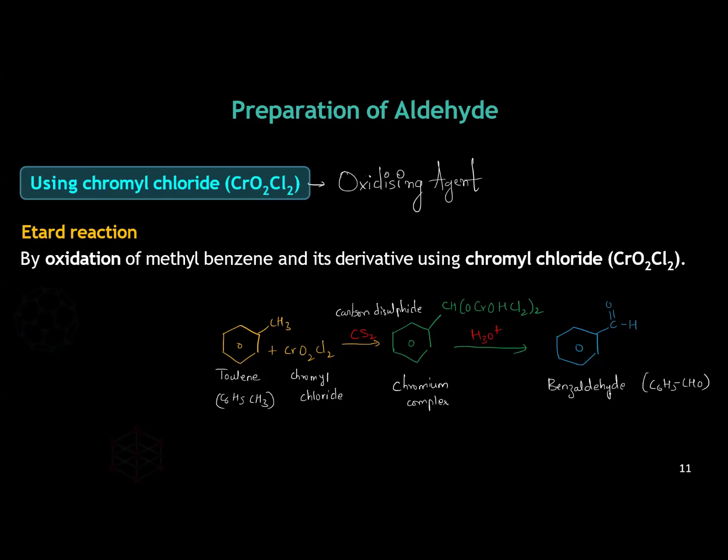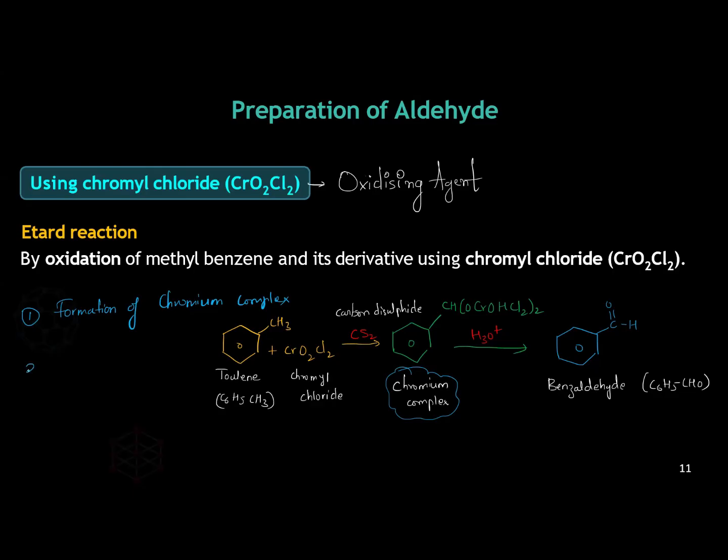Now see here. This reaction takes place in two steps, like we saw before. The first step is the formation of the chromium complex, which is an intermediate. You don't need to remember all this. Just remember the chromium complex has a structure somewhat like this. They will not ask you such big structures, but at least you should know the names.